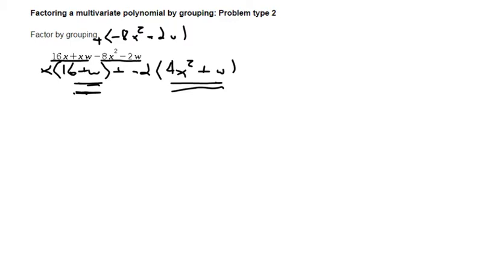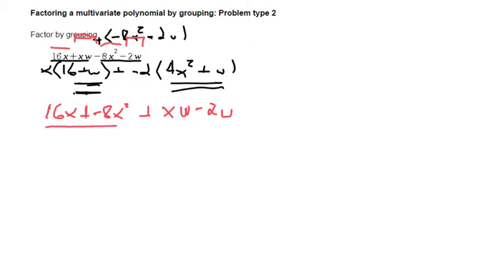So I'm going to group the 16x with the negative 8x squared, and I'll group the xw with the minus 2w. So 16x plus, it's a little bit easier for me if I write the negative as plus negative 8x squared. And then I have plus xw, that's a w, minus 2w.